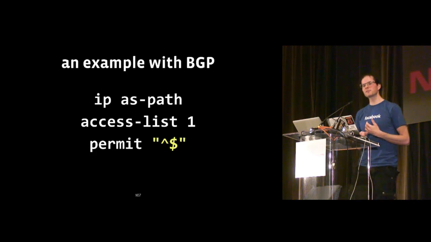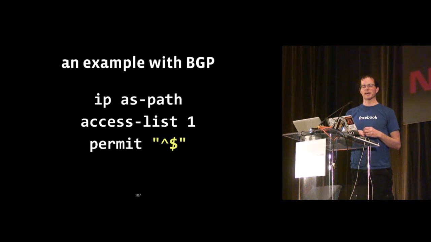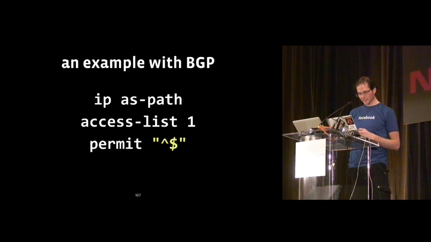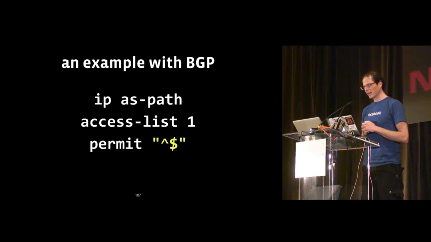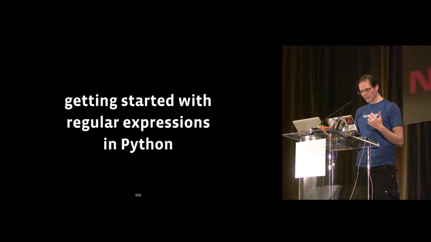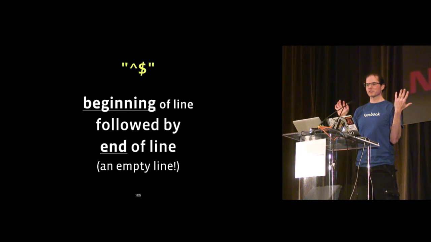And so if you're familiar with BGP and writing AS path filtering lists, you've already seen regular expressions in at least a simple form. One I've got right here, AS path access list 1. I'm matching on caret dollar sign. And if you're familiar with that, it simply says I'm matching on beginning of line followed by exactly end of line. In other words, an empty line, meaning that I don't want anything that has an AS path already in it. So that is already a regular expression right there.